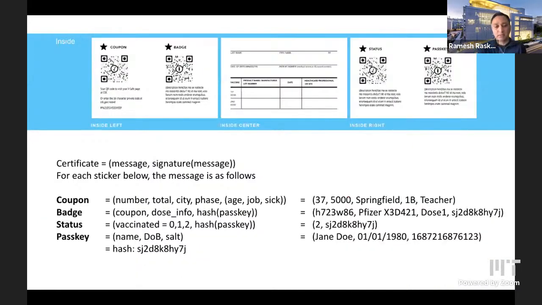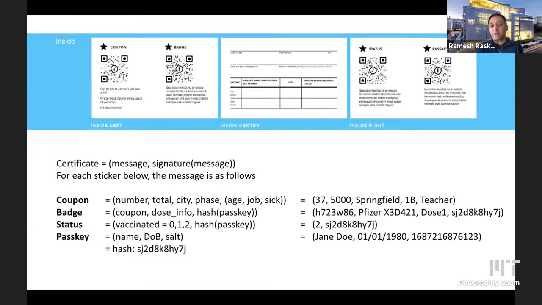So our cryptographer, Anna, is going to come and talk a little bit more about the protocol itself. But the basic idea is that this pre-certified gift card or the coupon is given to everybody in advance, which can only be used at a particular city and a particular phase of vaccination.